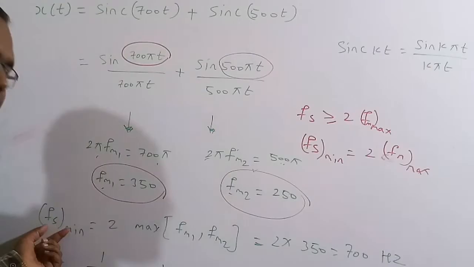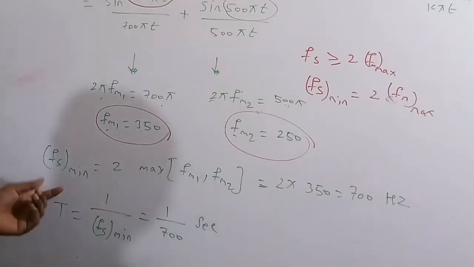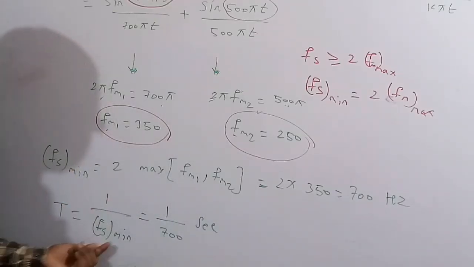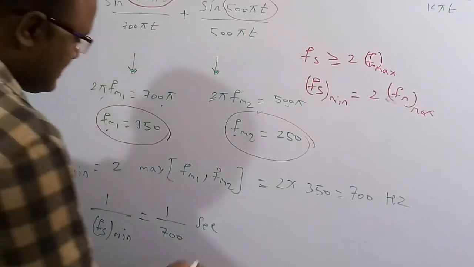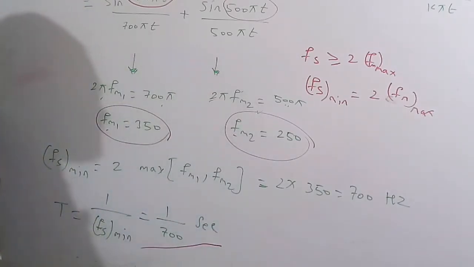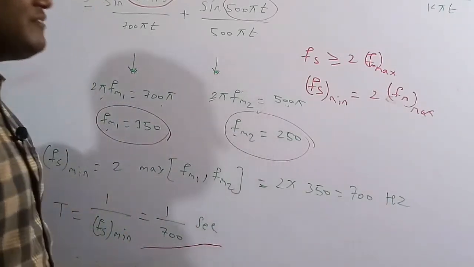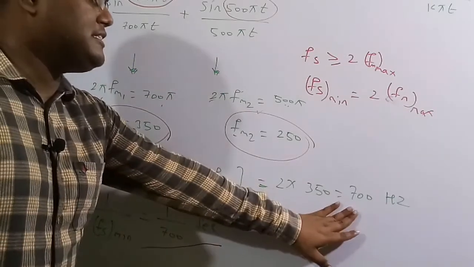This is a frequency, but now I need the time interval. So time period is equal to 1 by frequency. So 1 by 700. So this is the Nyquist sampling interval. In the question, if they ask what is the Nyquist sampling rate, it means 700 Hz.